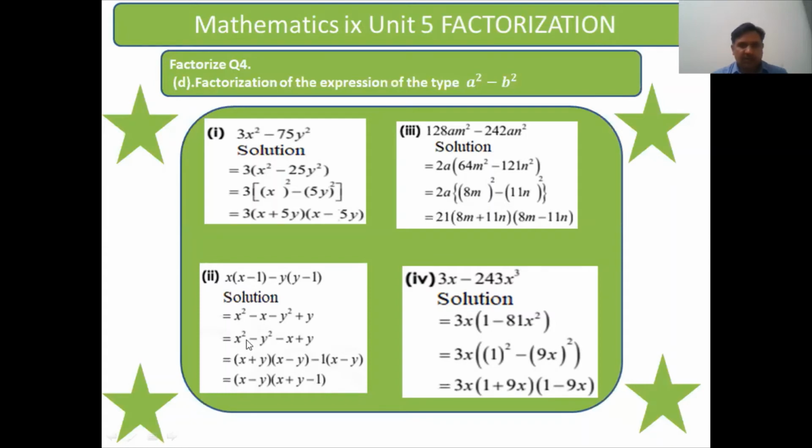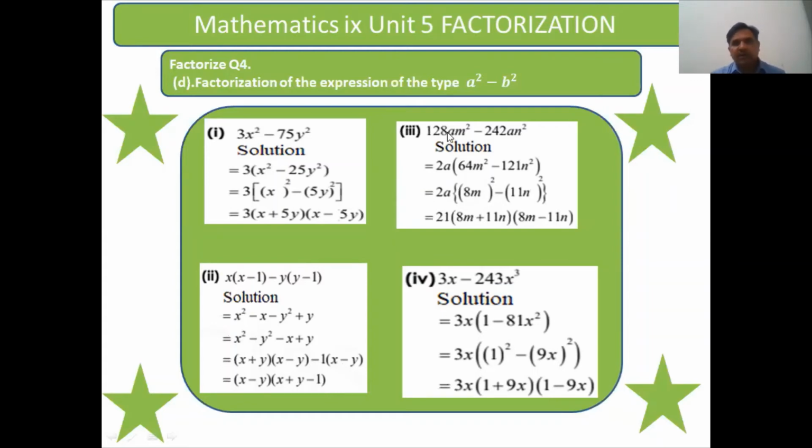So this expression can be written as x plus y, x minus y, and here we can take minus 1 as a common, so we have x minus y. You can see that here is x minus y, here is x minus 1. So we can take x minus y as a common. We are left with x plus y here and minus 1. So we write this as x minus y into x plus y minus 1.